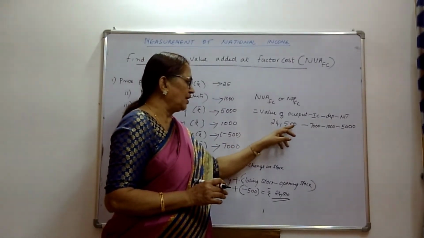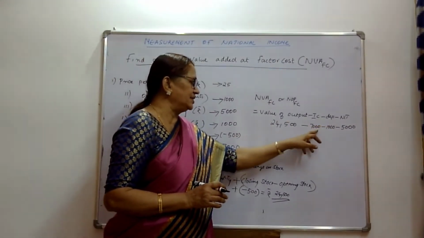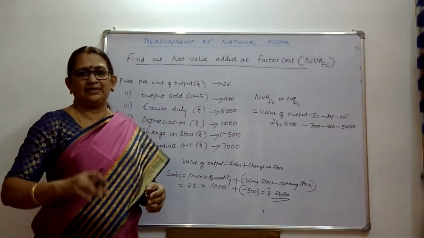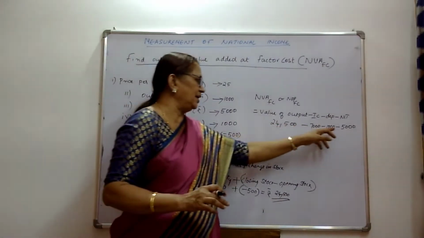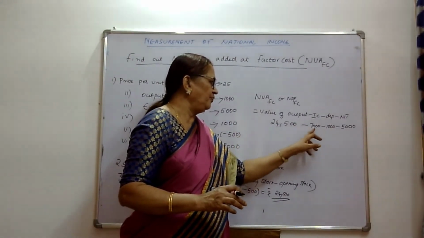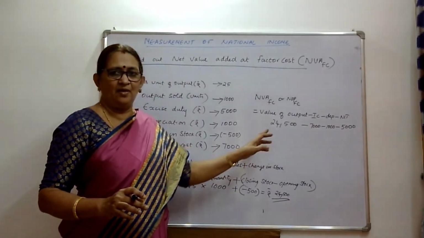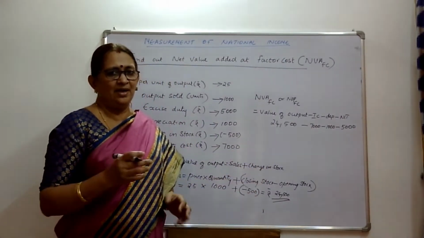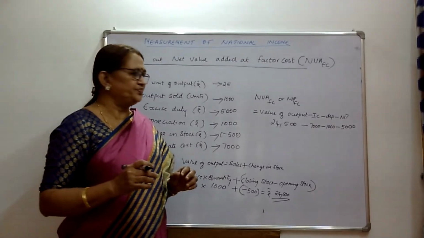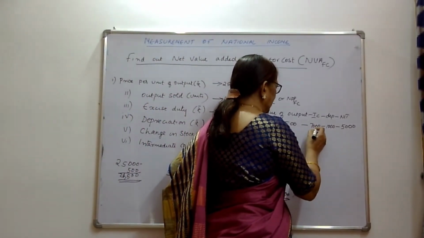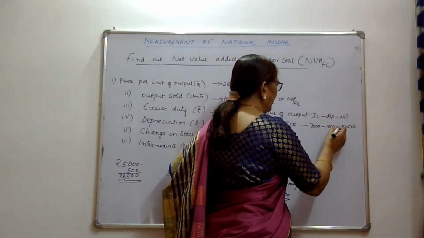24,500 minus, you can add all these: 7,000 plus 1,000 plus 5,000 can be deducted directly. By adding these three, whatever is to be subtracted, you can add that and deduct it from 24,500, or directly you can subtract it. It is up to you. So 24,500 minus 7,000 minus 1,000 minus 5,000.